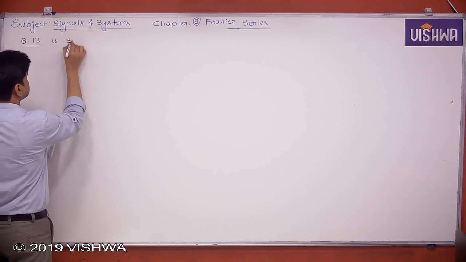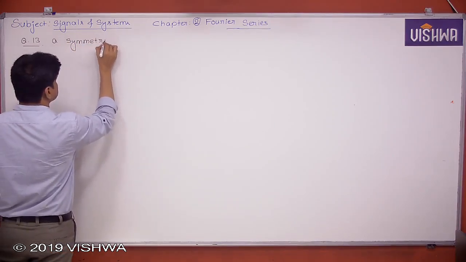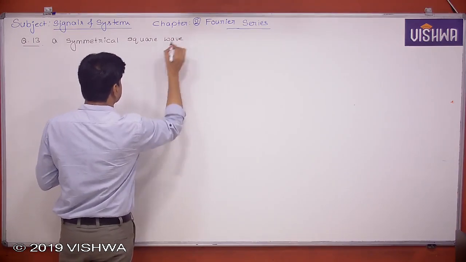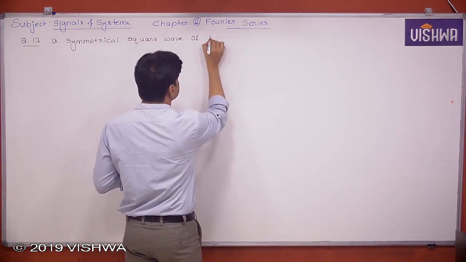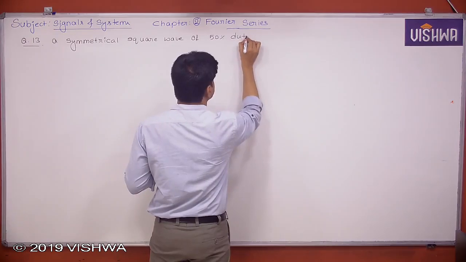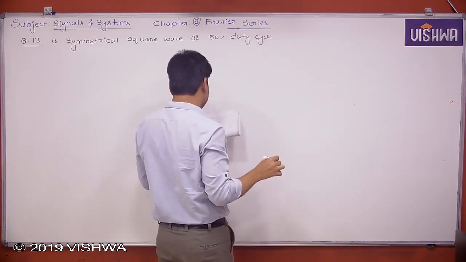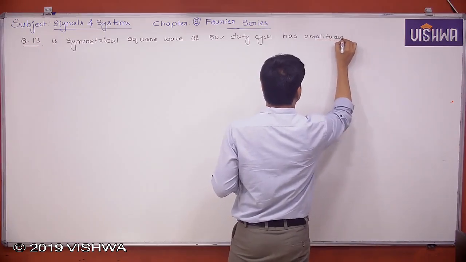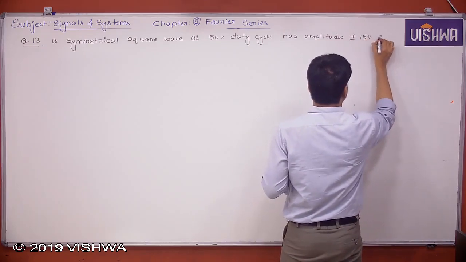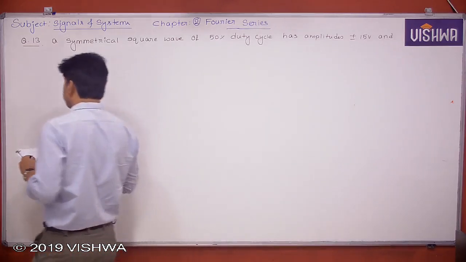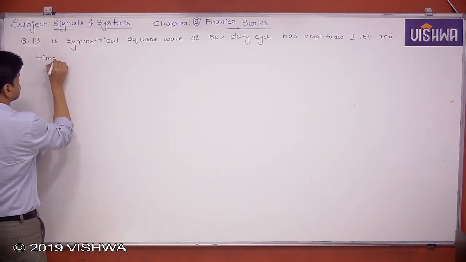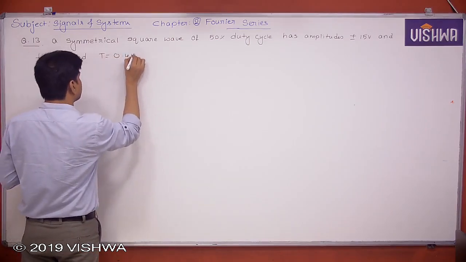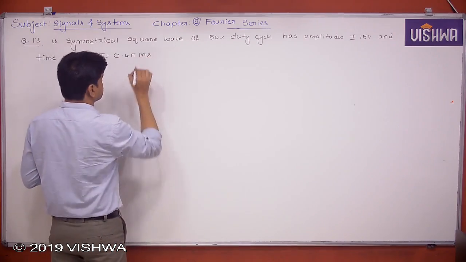Question number 13. A symmetrical square wave of 50% duty cycle has amplitudes plus or minus 15 volts and time period T equal to 0.4 pi milliseconds.